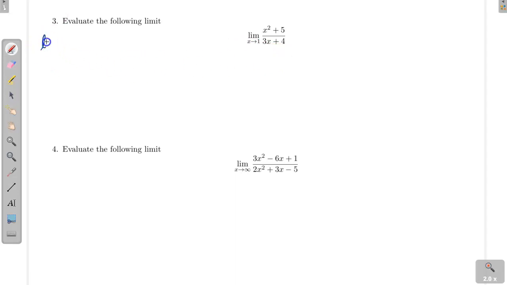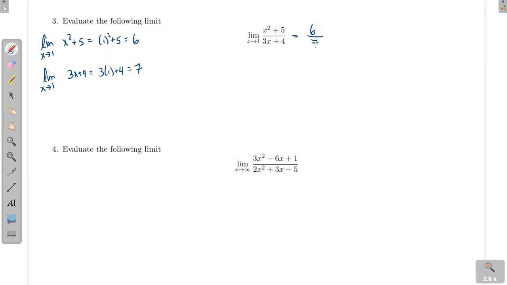All right, question 3. Again, first thing I'm going to do is do the individual limits. For the top, I plug in 1, and I get 6. For the bottom, I plug in 1, I get 7. Not 0 over 0, not infinity over infinity. My answer is just 6 over 7.